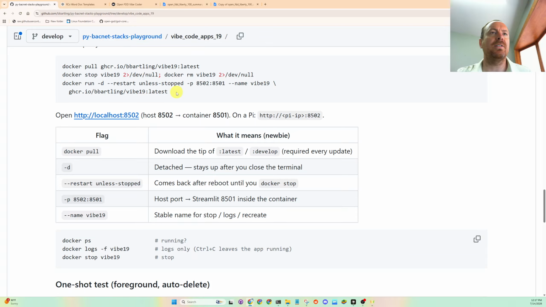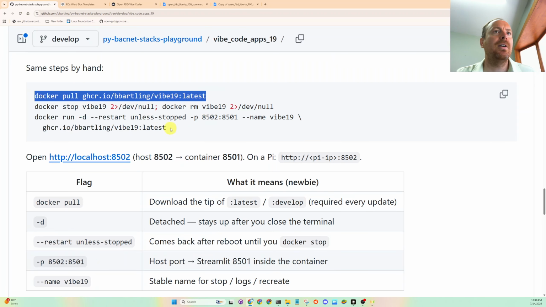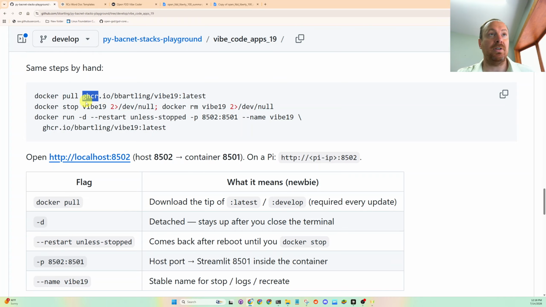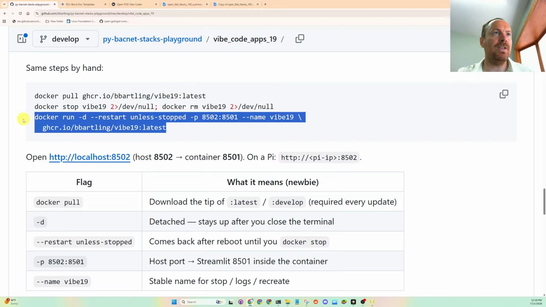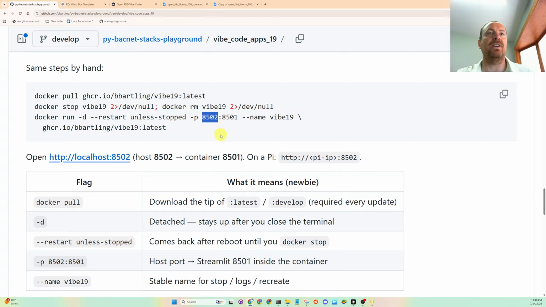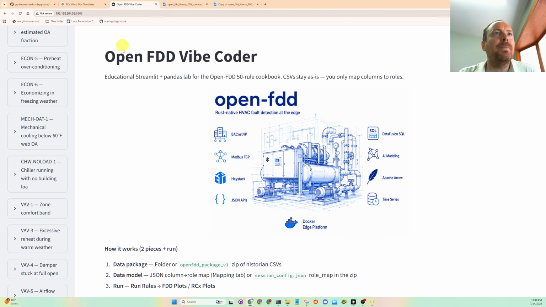We did yesterday just show how to bootstrap it through Docker. Pretty easy if you have Docker on Linux or PowerShell or Mac. This will pull down the latest container where it's published on the GitHub container repository under the BACnet Stacks Playground Vibecode App 19. Then how to run the application, which is this Streamlit application, and then we just dial into it on port 8502, which is right here.